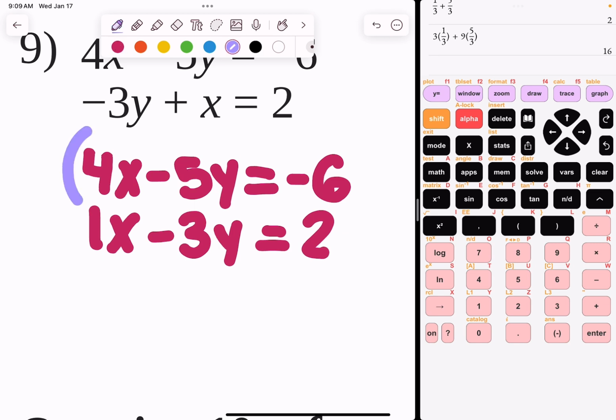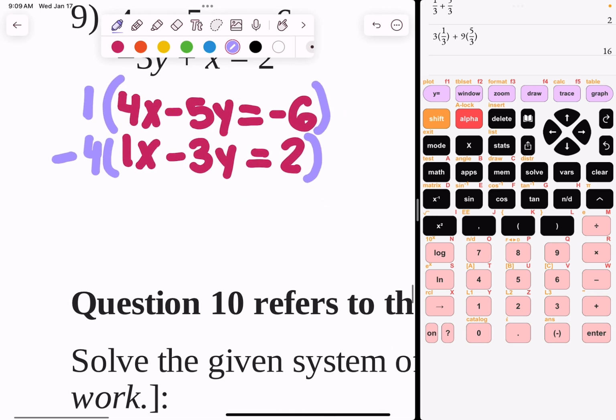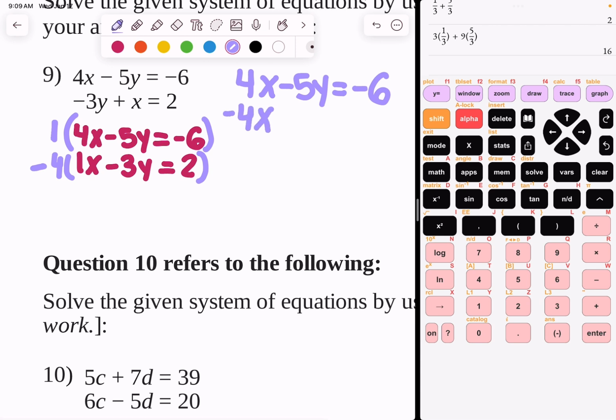All right. We're going to multiply the first one by 1 and the second one by 4. But because none of the x's are negative, we're going to make one of them negative. All right. The top equation would stay the same. It would just be 4x minus 5y equals negative 6. And now for the second equation, negative 4 times 1x is negative 4x. Negative 4 times negative 3y is positive 12y. And negative 4 times 2 is negative 8.